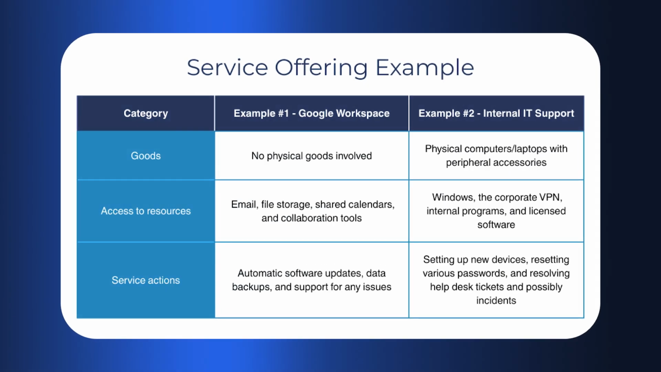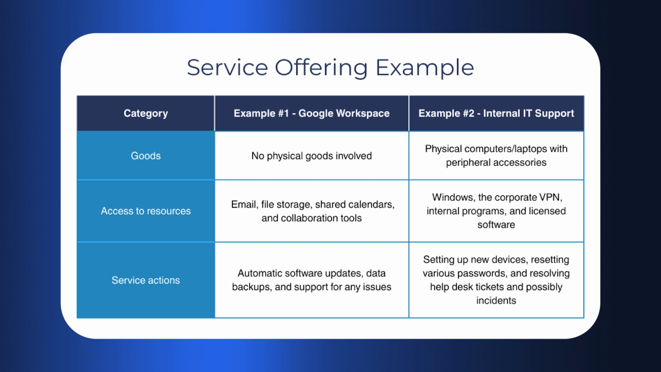Let's go over the first example, which is Google Workspace. First, there's no physical goods involved here, so we're going to skip over this part of the service offering. For Google Drive, access to resources is very important, such as email, storage, calendars, and various collaboration tools. From there, we would also have service actions, which is what the service provider will be doing, such as different software updates, data backups, and potentially different support channels.